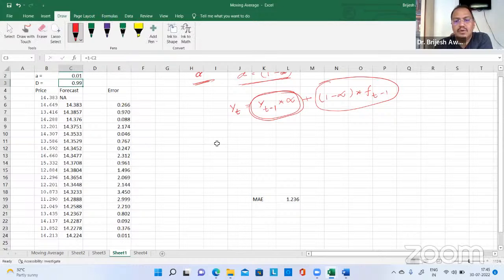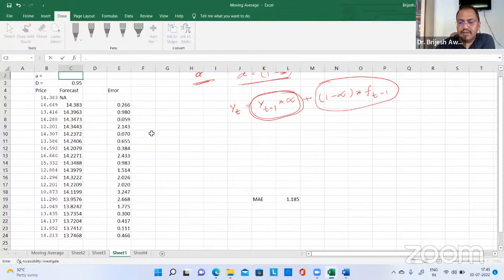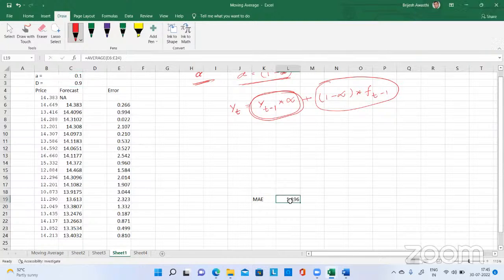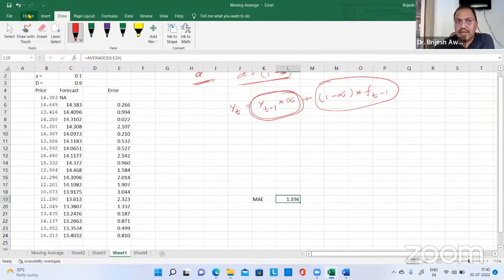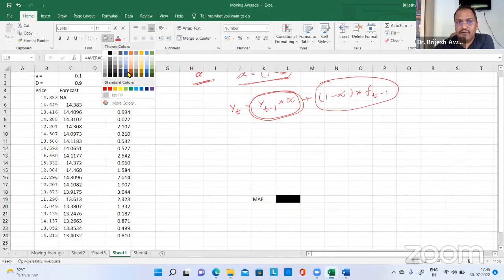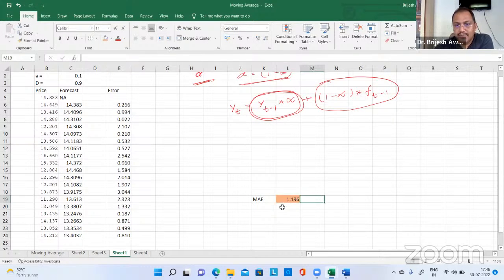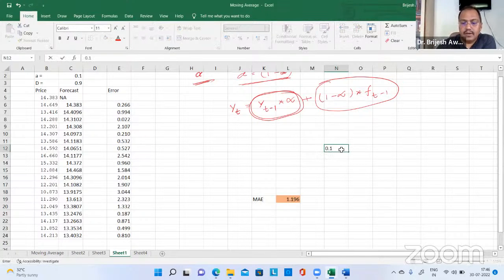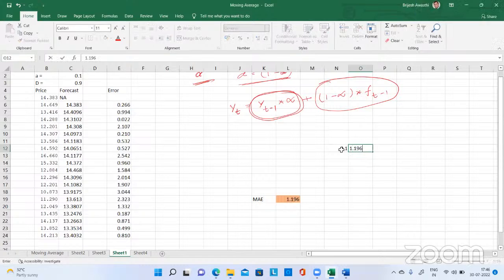If I say 0.01, right? If I say 0.05, it decreases now. 0.1, it increases now. Yes or no? Yes, sir. You just focus on this value, because I can't focus on both parts. When I'm using 0.1, what is the average minimum error? 1.196. Yes or no?